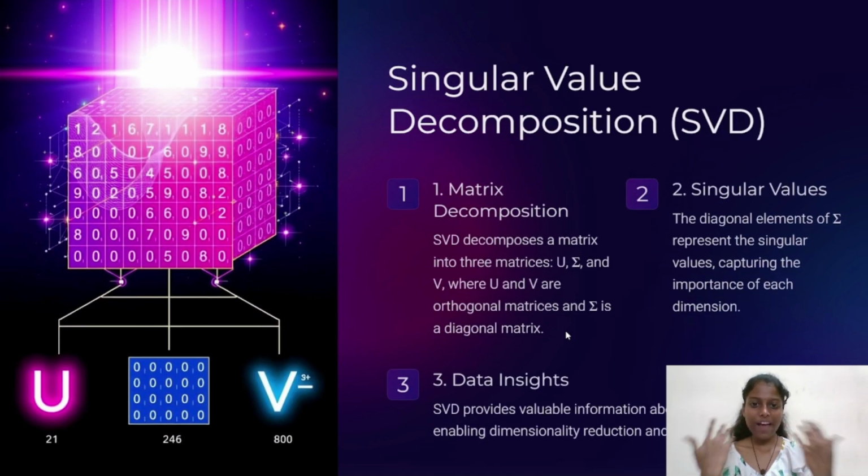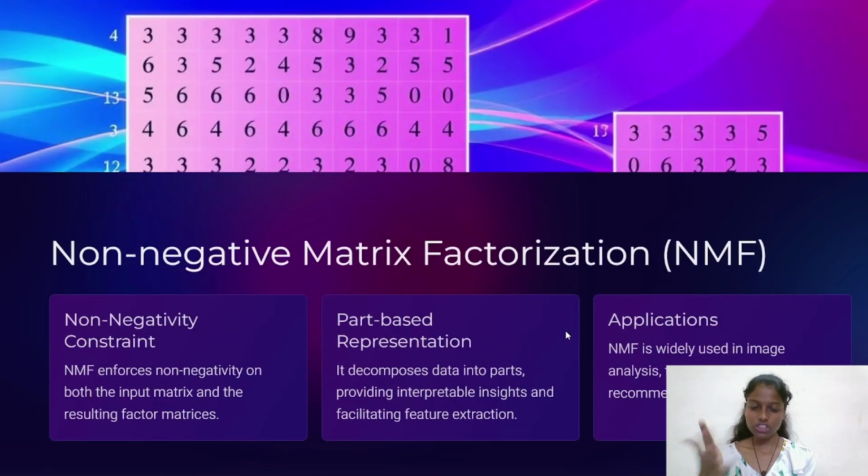Singular value decomposition, a matrix decomposition. SVD decomposes a matrix into three matrices, that is U, sigma and V, where U and V are orthogonal matrices and sigma is a diagonal matrix. Singular values: the diagonal elements of sigma represent the singular values, capturing the importance of each dimension. Data insights: SVD provides valuable information about data relationships, enabling dimensionality reduction and noise removal.